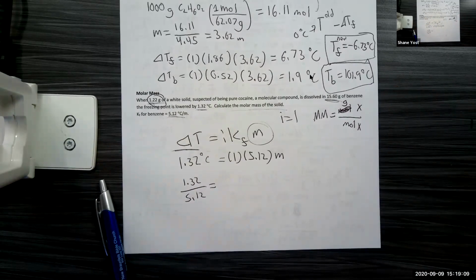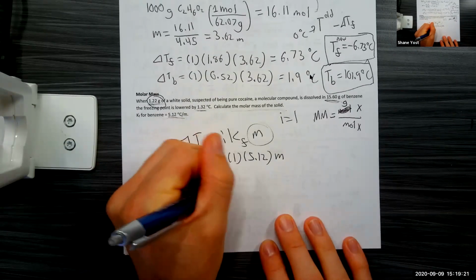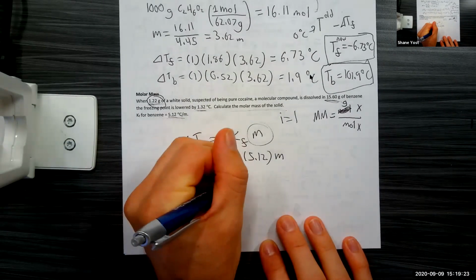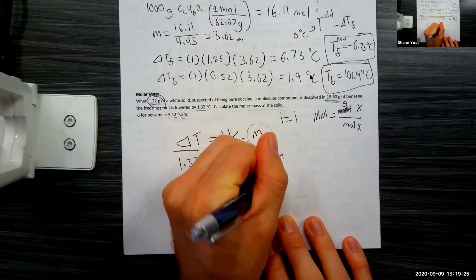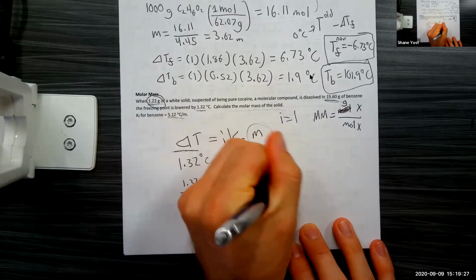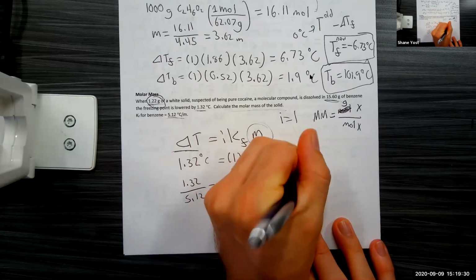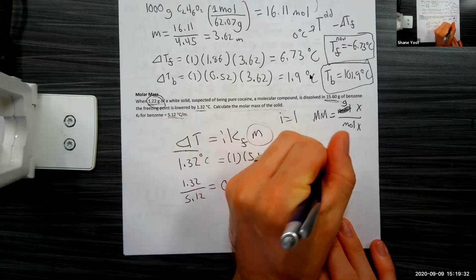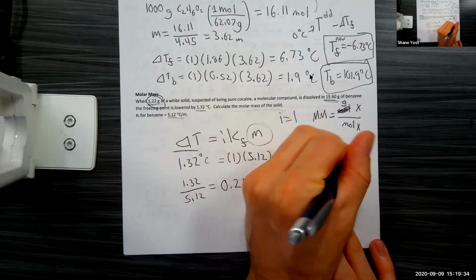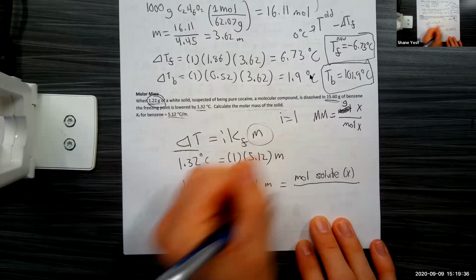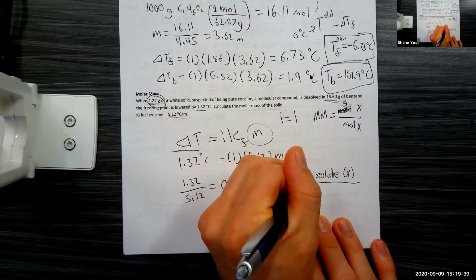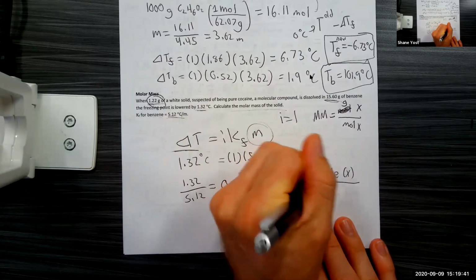Shoot, I didn't have that number prepared. Do that real quick. 1.32 divided by 5.12. So that gives me a molality of 0.258 molal, which is equal to the moles of my solute, my unknown compound X, over the mass of my solvent, the kilograms of solvent.